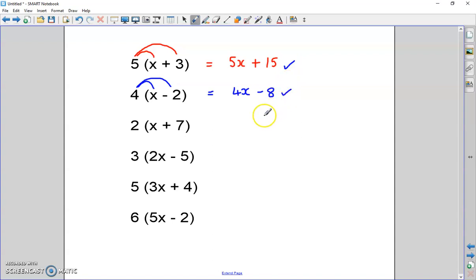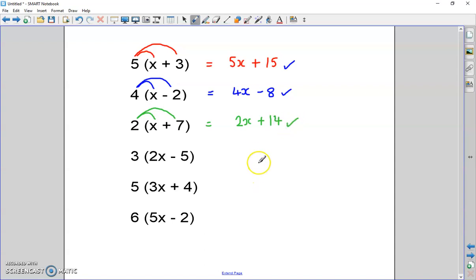Don't do anything with those. Don't try and do 5x plus 15 is 20. It doesn't work like that. This has got x's in it, this one doesn't, so you can't put them together. 2 times x, 2x. 2 times 7.